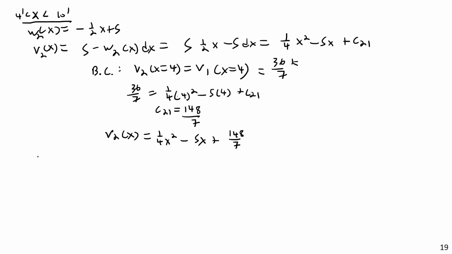And then I can get moment. m2 of x, assuming I've mathed this correctly, is going to be equal to the integral of this. So we'll have a cubic function for a moment. Isn't this fun? The integral of v2 of x dx will be equal to 1/12 x to the third minus 5/2 x squared plus 148 over 7 times x.